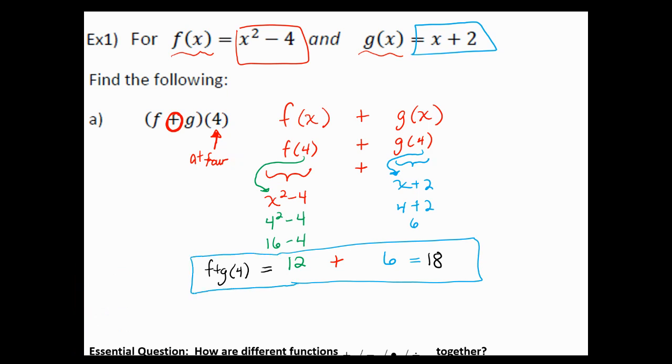It's like doing 2 math problems at once. So this is your final answer. So f of 4, figure it out, it came out to be 12. g of 4, figure it out, it came to be 6. 12 plus 6 is a total of 18. You can hit pause if you need a minute.